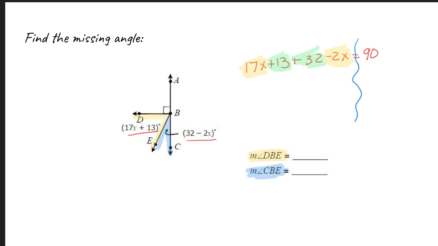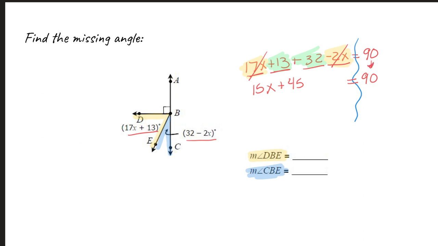Now let's do some math here. So 17x minus 2x, which is really 17 minus 2. So it gives me 15. The x is still there. I've used both of those. Now take plus 13 plus 32. So 13 plus 32 is plus 45 equals 90. I just merely bring that information down.